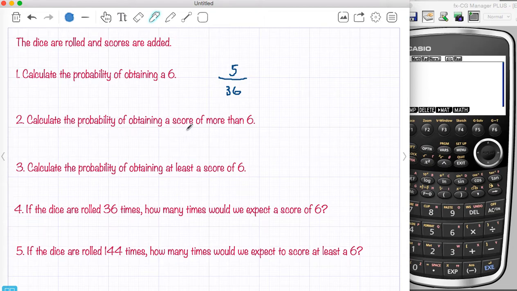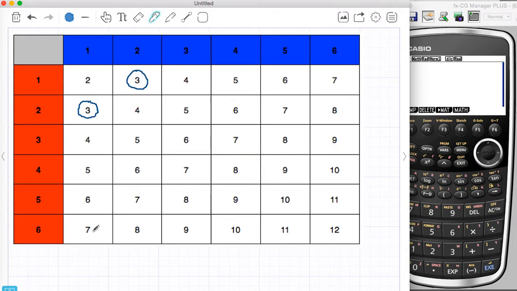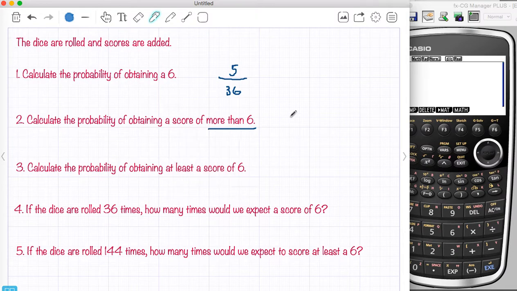Calculate the probability of obtaining a score of more than 6. If it says more than 6, we do not include the 6. So everywhere where there's more than 6: 1, 2, 3, 4, 5, 6, 7, 8, 9, 10, 11, 12, 13, 14, 15, 16, 17, 18, 19, 20, 21. So there are 21 scores that are more than 6 out of 36.